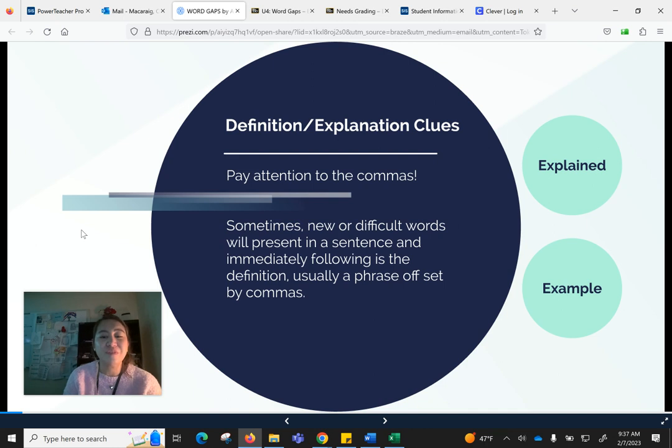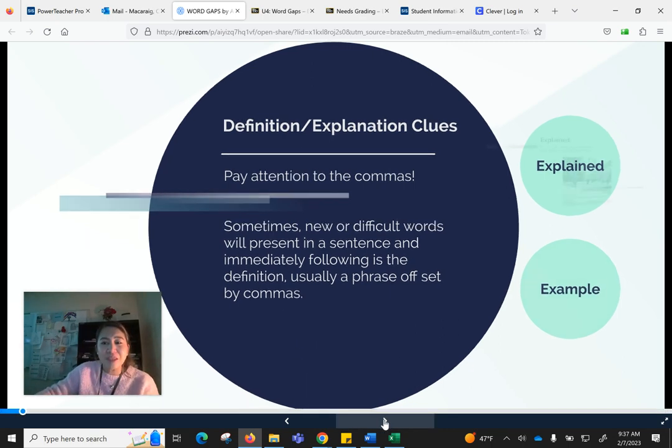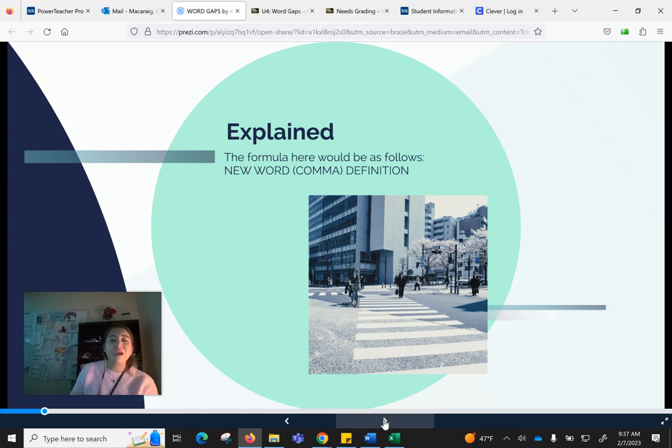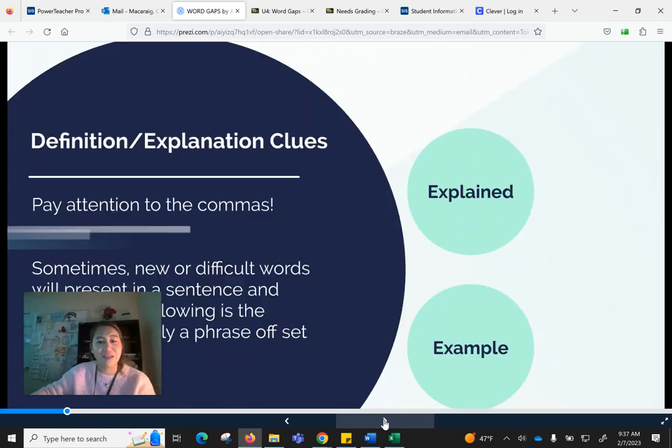Sometimes a new or difficult word will be presented in a sentence, and immediately following is the definition, usually a phrase offset by commas. So, the definition or explanation is found within the sentence itself. Most of the time, through the use or introduction of the word comma. So, let's look at the formula. It would be new word, then comma, and then the definition. Okay, now let's look at the example.